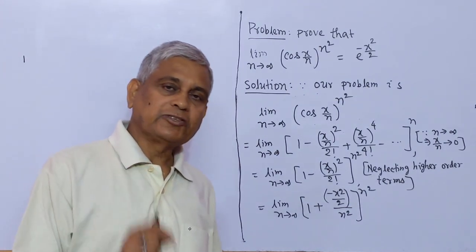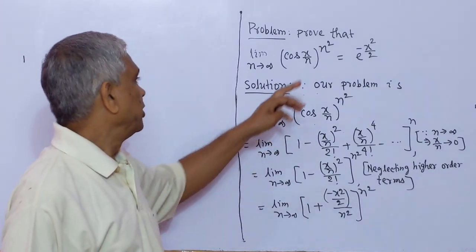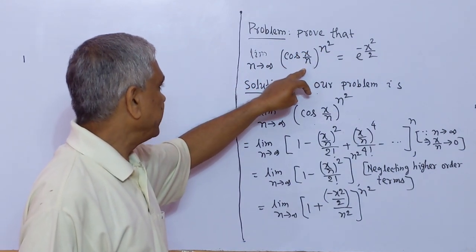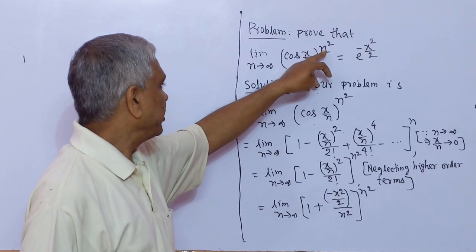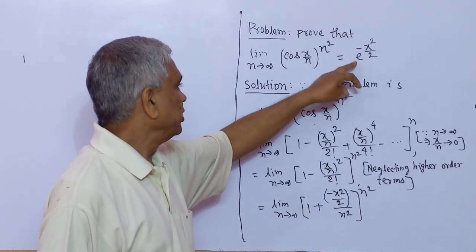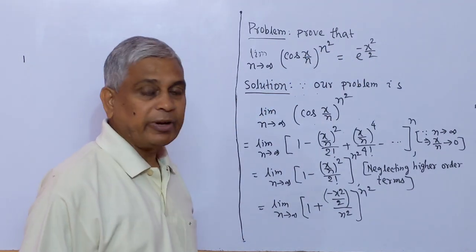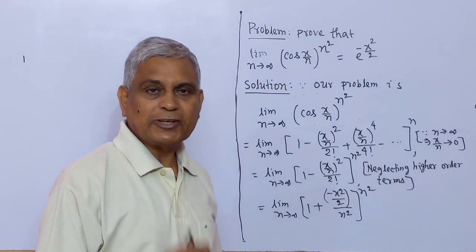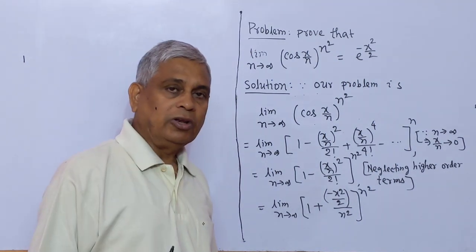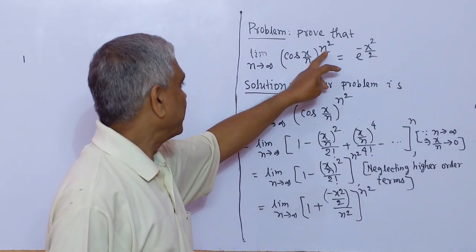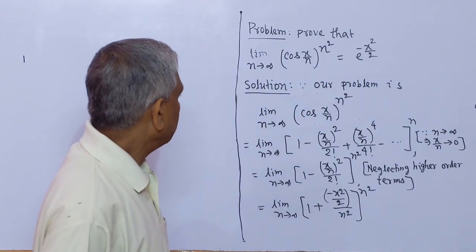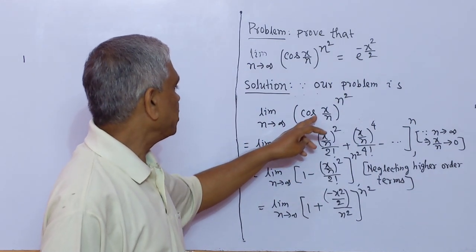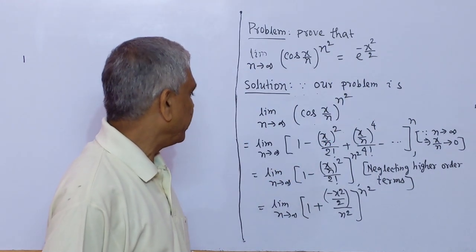Now we solve the next problem. Next problem is prove that limit n tends to infinity (cos x by n) whole to the power n square equal to e to the power minus x square by 2. This is similar to the previous problem, only this power is different. So our problem is limit n tends to infinity (cos x by n) to the power n square.